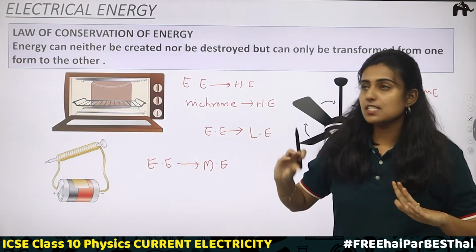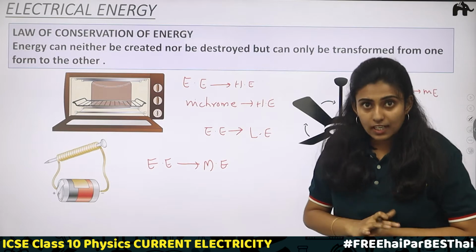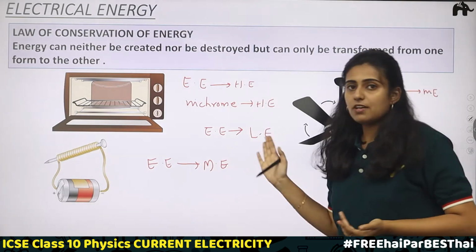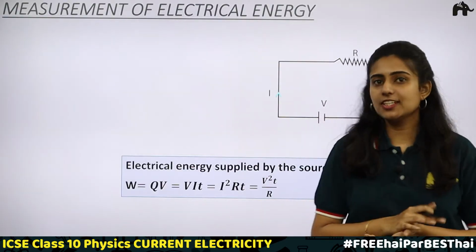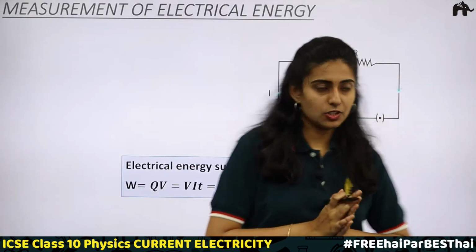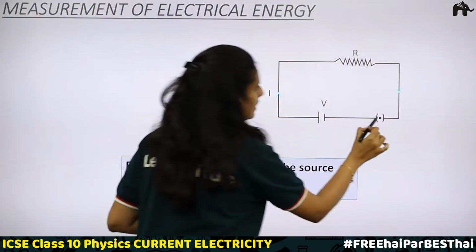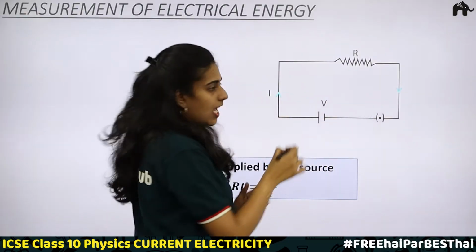So electrical energy is a form of energy that we are using daily. It is being converted into different forms and we are using it. How to find or how to measure the electrical energy? Let's see, here we have a circuit. In this circuit you can find a key, a resistor, a battery, and a current is flowing.